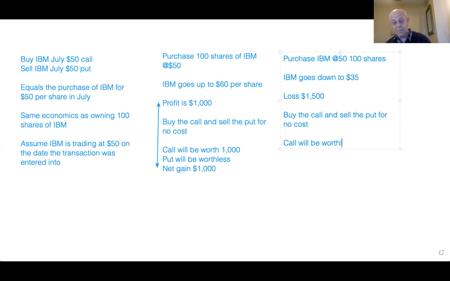So it'll be worthless, right? I don't want a call that gives me the right to buy IBM at 50 when IBM is trading for 35. The put will have a negative value of minus $1,500. So what do I have? I have a loss of $1,500. It's the same exact result as buying the shares.